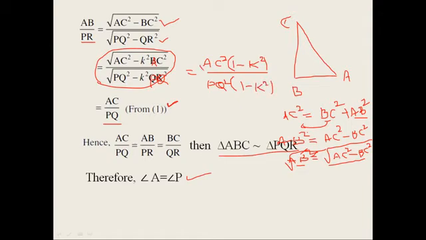So this is also under root and this is also under root. So these two get cancelled. Now AC square under root means the square root gets cancelled. Here PQ square under root means these two get cancelled. So AC by PQ remains here like this.